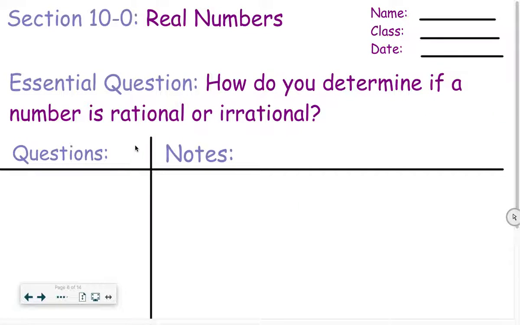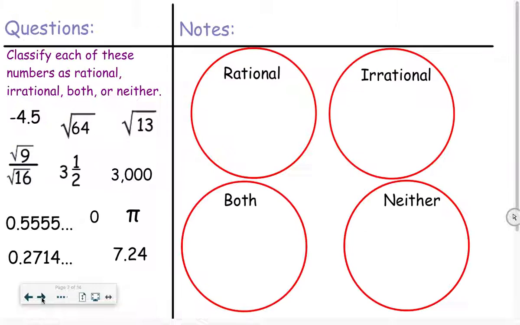Section 10.0 Real Numbers Day 2. Essential question: How do you determine if a number is rational or irrational? Alright, so for this first slide it says classify each of these numbers as rational, irrational, both, or neither.